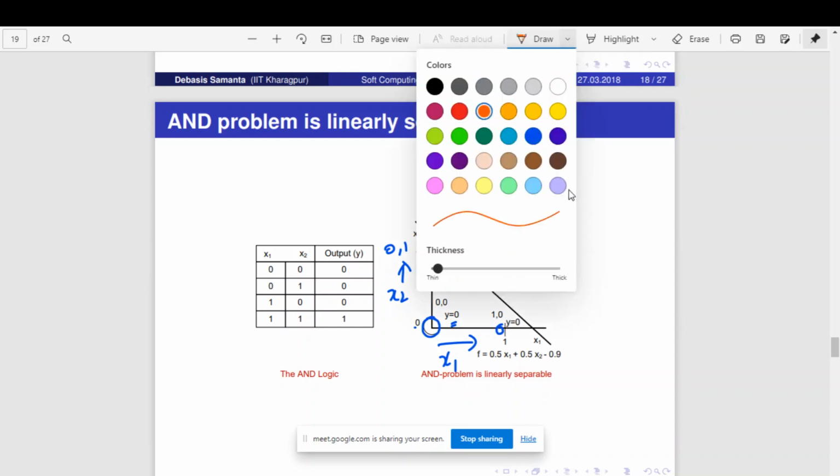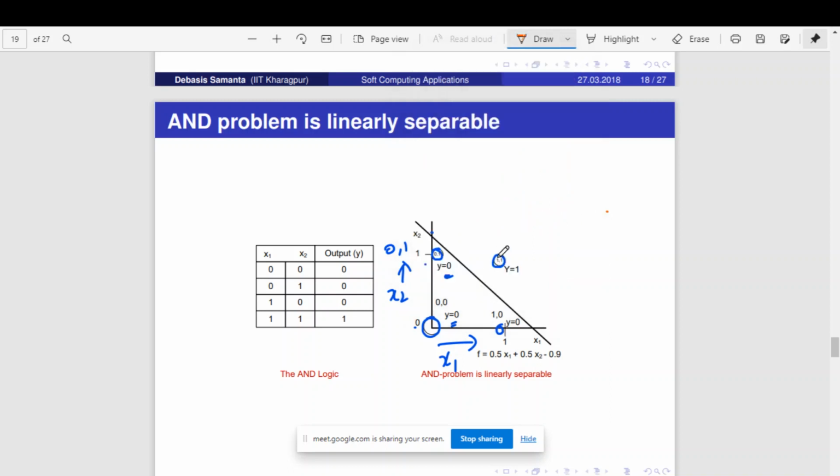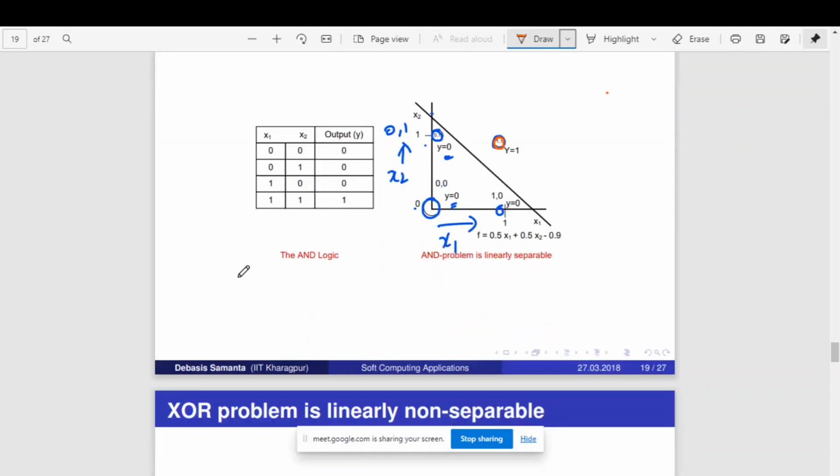Yes. So there is a straight line. Only this point is 1, remaining all are 0. So this straight line can easily separate it, right? So this AND gate problem is a linearly separable problem. So it means that this can be solved by using a single layer feed forward neural network.